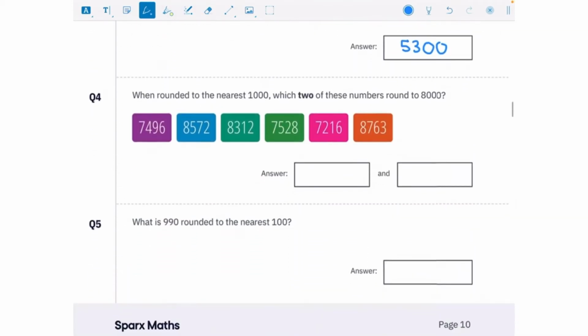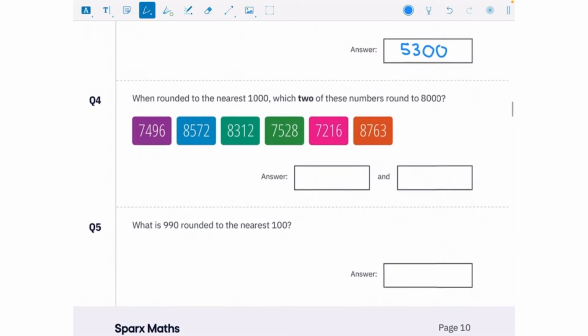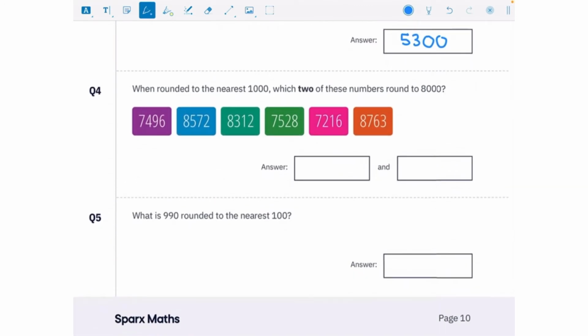Question number 4. When rounded to the nearest 1,000, which two of these numbers round to 8,000? So here we're rounding to the nearest 1,000. This is our thousands column. We're going to check the hundreds column, and so on. So this one is going to round to 7,000 because the 4 tells us to round down.